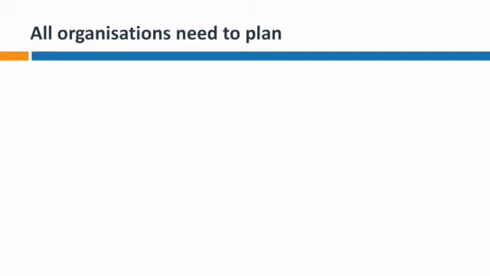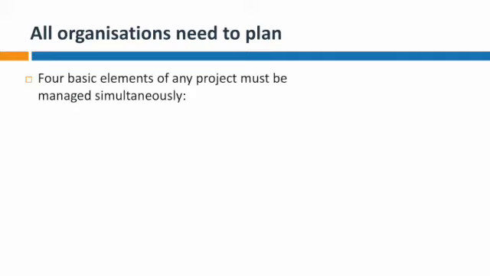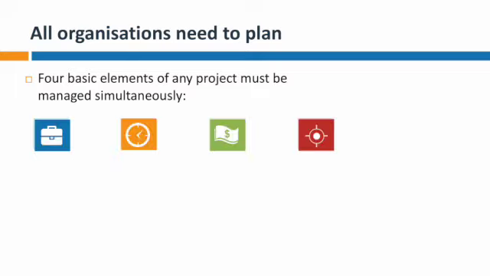All organizations need to plan. So what is it that we're planning? There are 4 basic elements for any project that need to be managed simultaneously. Simultaneously means at the same time. What do you think they could be? So here you have some icons. What do you think each icon represents? The green one is obvious, but what could the blue one represent? The blue one means resources, and here we can put anything from people to equipment to materials.